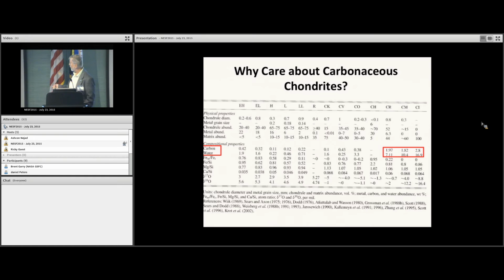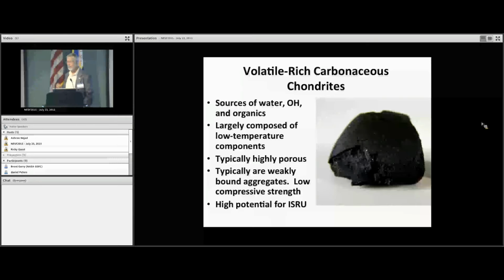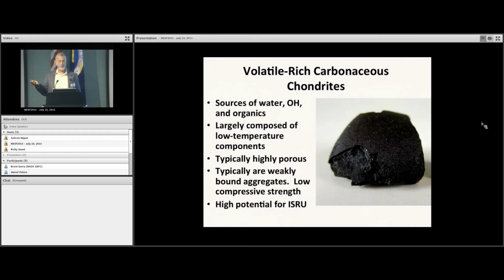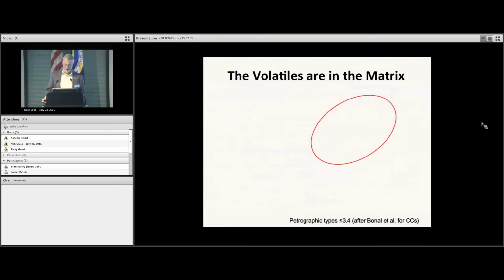So the parent asteroids of this stuff are interesting targets. These things are sources of water, OH, and organics. They're largely composed of low-temperature compounds. They're typically highly porous, weakly bound aggregates. I've held carbonaceous chondrites in my hand that were essentially dirt clods, and you could crush them into dust simply by closing your hand. Low compressive strength, so they would be easy to process, easy to mine.